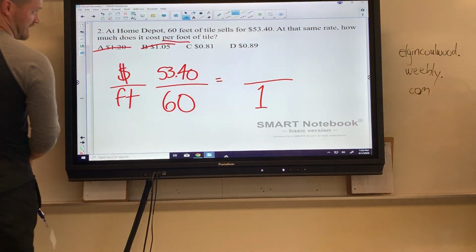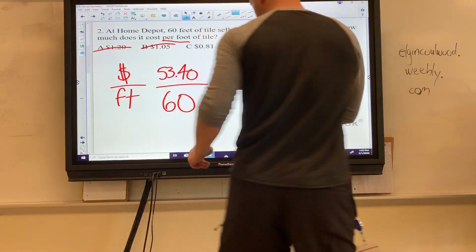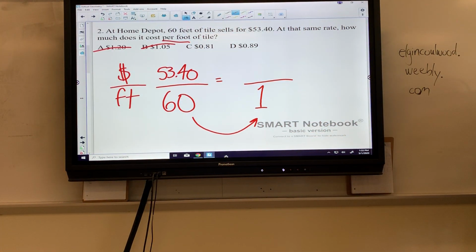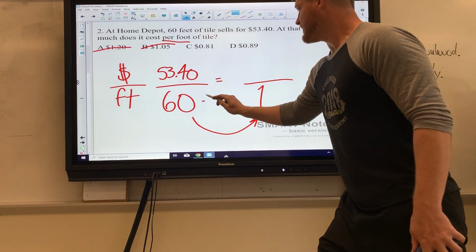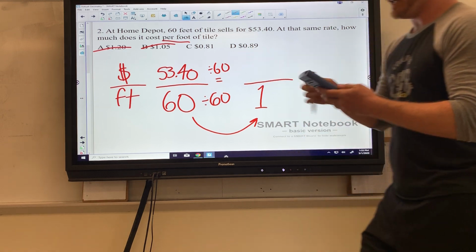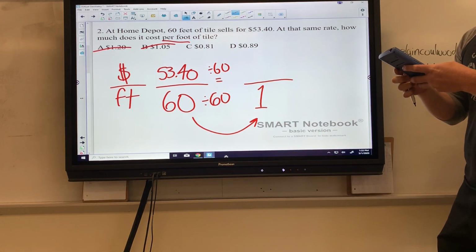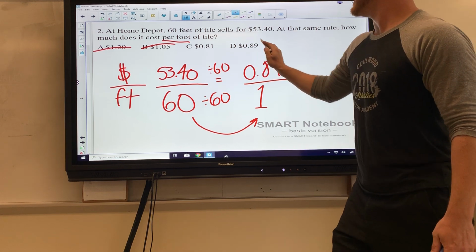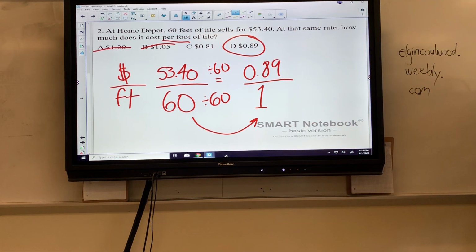So B and A are already out of the picture. Now to go from 60 to 1, anything divided by itself is 1. So we just divide it by 60. And then what I do to the top, do to the bottom, keep it equal. So we do 53.40 divided by 60, and you should have got 0.89, aka $0.89. Number 2 is D.